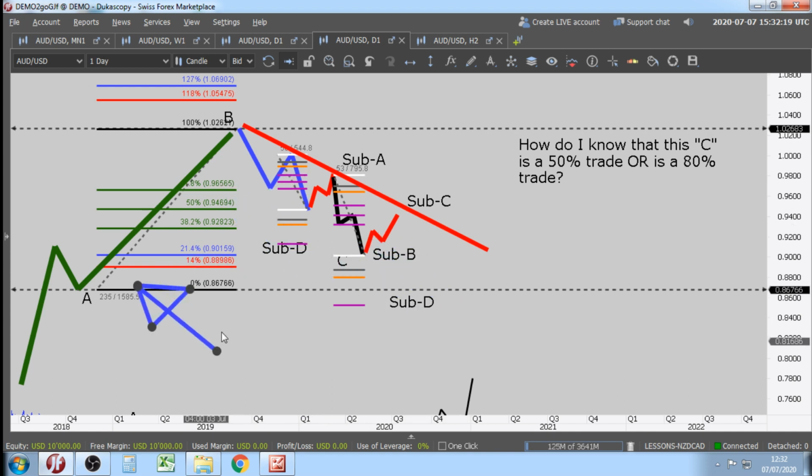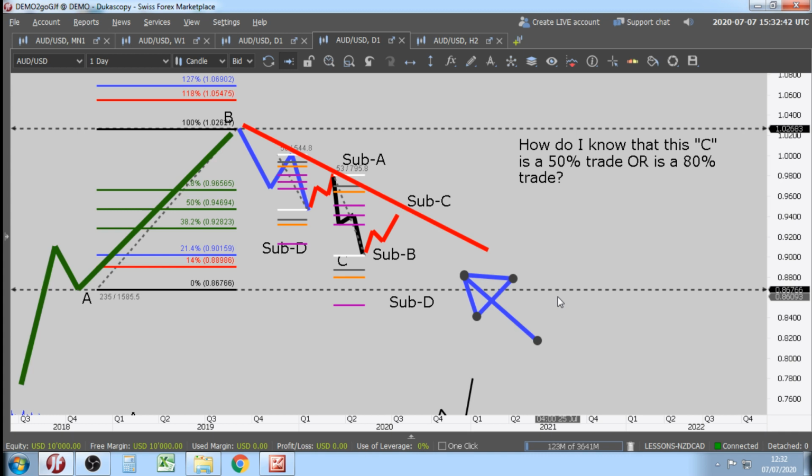I'm trying to buy this A, B, C, D, I'm trading the Fibonacci right now, and I'm going to enter here because I'm seeing two higher highs, two higher lows. So how do I know that this C of the original Fibonacci is a 50% rate or an 80% rate, and why?